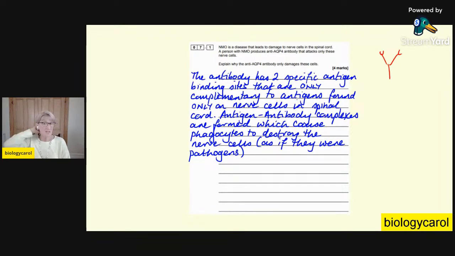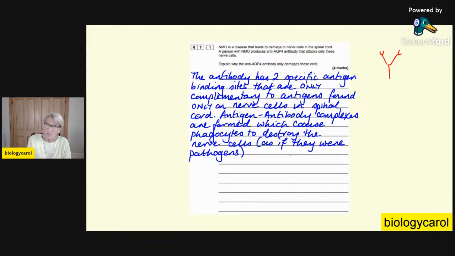Antigen antibody complexes. So how does it cause damage? Because we haven't got to the damage bit yet. So now I'm bringing in my immunity topic to understand what antibodies do and therefore why they might cause damage to the body's own cells. Antigen antibody complexes are formed which cause, so am I applying the knowledge that I teach at A level for AQA, because they only really learn about what phagocytes do when antibodies bind to antigens, which cause the phagocytes to destroy the nerve cells as if they were pathogens. So that's what I wrote.